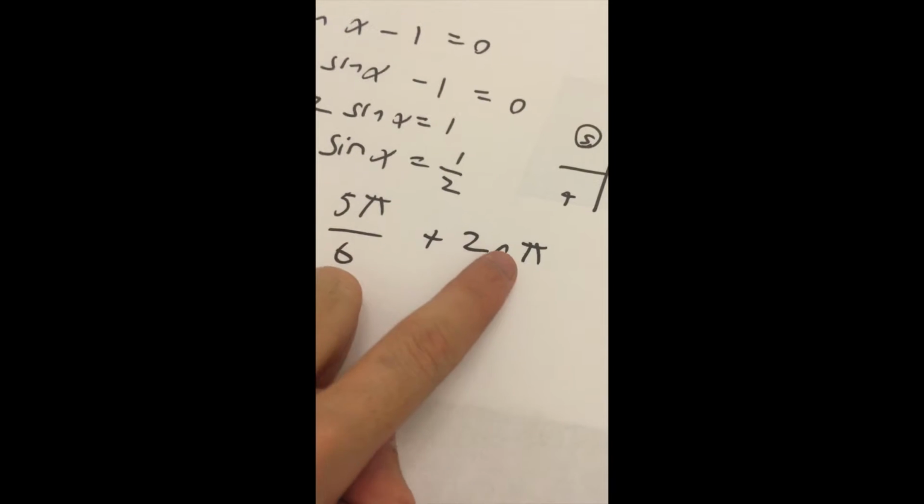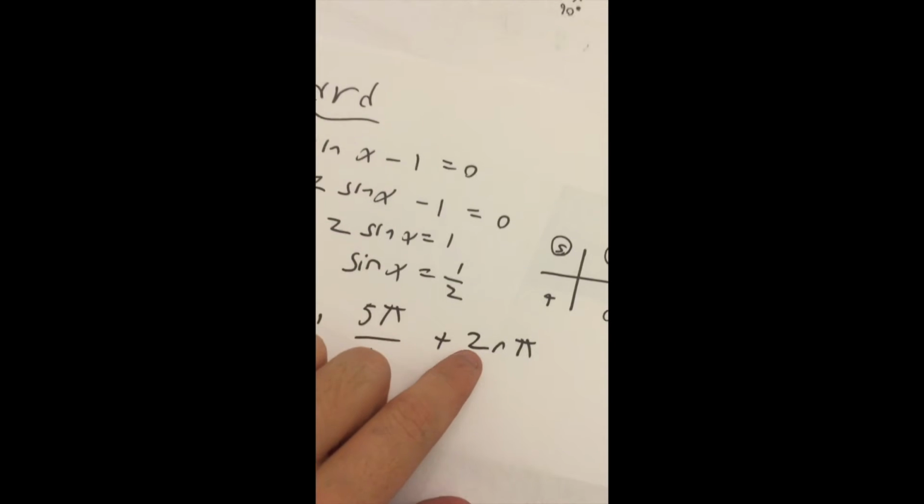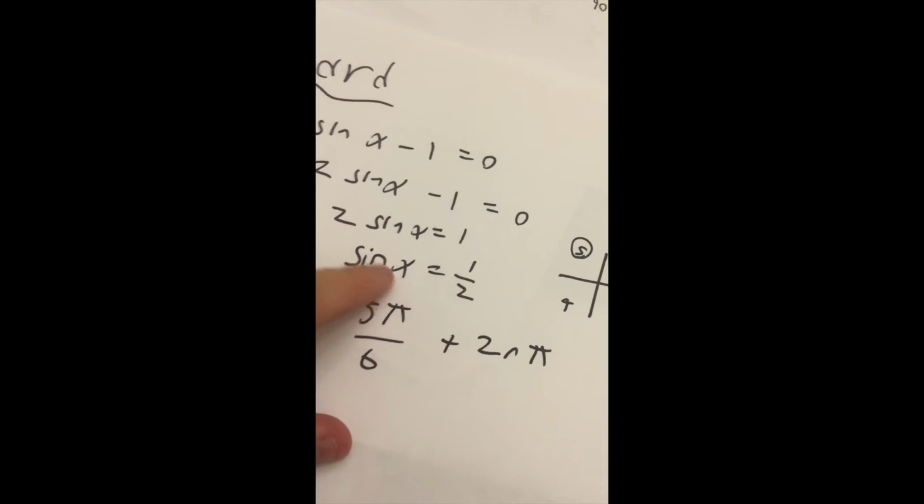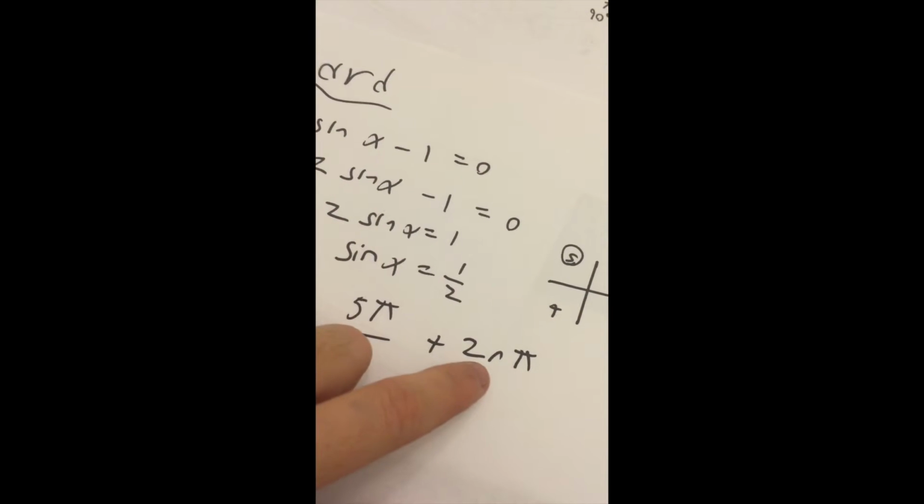And then plus 2n pi, and you're actually supposed to add this to all the problems that are like this and they're sin or cos. When it's tan, you don't add this. You actually add just n pi, not the 2.